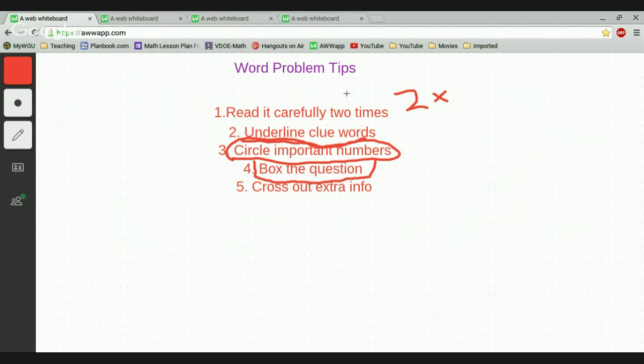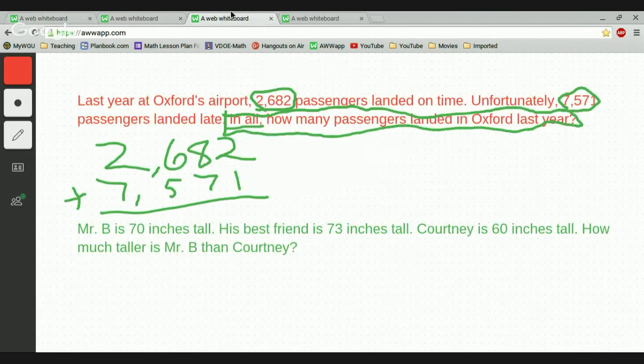First step, read it carefully 2 times. Mr. B is 70 inches tall. His best friend is 73 inches tall. Courtney, who's my sister, is 60 inches tall. How much taller is Mr. B than Courtney? So now I've got to go back and read it a second time.